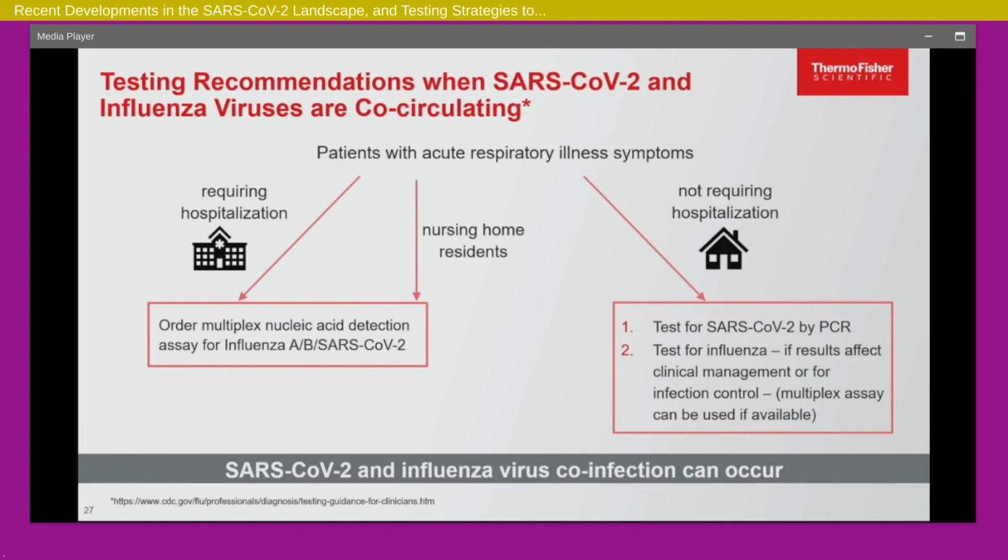And for those not requiring hospitalization, meaning people who are asymptomatic or just screening, first test for COVID, because COVID is more of a public health emergency at this point. And then if it is required, you can test for influenza. And if you can use a multiplex assay, that is better because it's more efficient to do it at once.